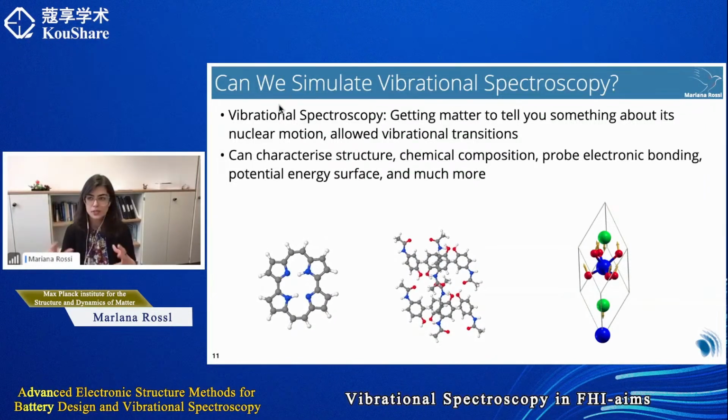So vibrational spectroscopy, as many of you here today may know, is a very important technique to be able to realize experimentally or simulate, because it gets the material to tell you something about its nuclear motion and the allowed vibrational transitions, which in turn can give you a lot of information about what the structure of the material is, what the chemical composition of the material is. It can probe what types of bonds you have in your systems. It can probe the potential energy surface and much more.